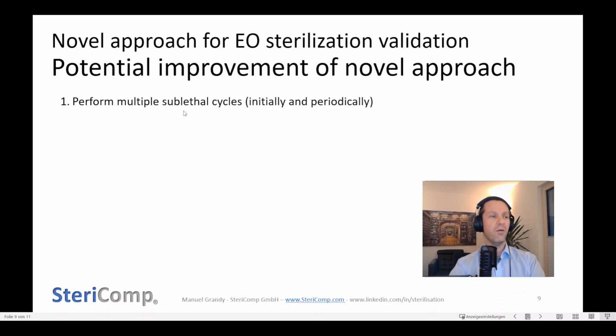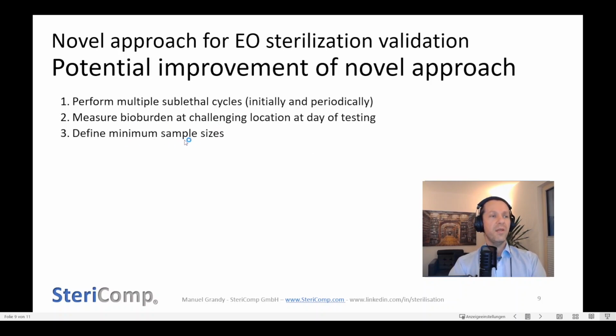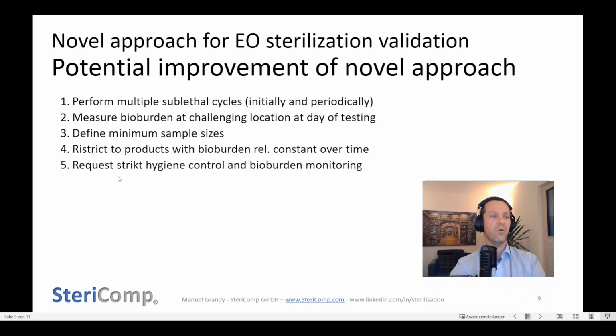So I will just quickly go through it. You can perform multiple sublethal cycles initially and periodically. Then measure the bioburden at the challenging location at the day of testing. You can define minimum sample sizes, restrict to products with bioburden relatively constant over time, request strict hygiene control and bioburden monitoring, and define a significant growth ratio for the PCD. So all this would help to improve this novel approach. And I'm sure there are other things you could do.